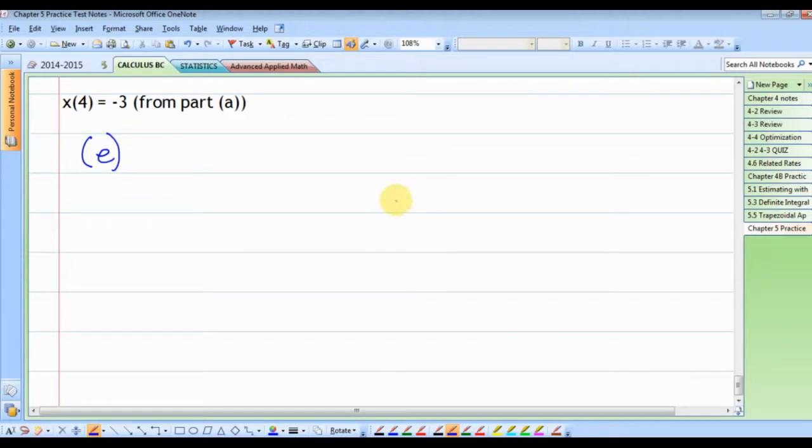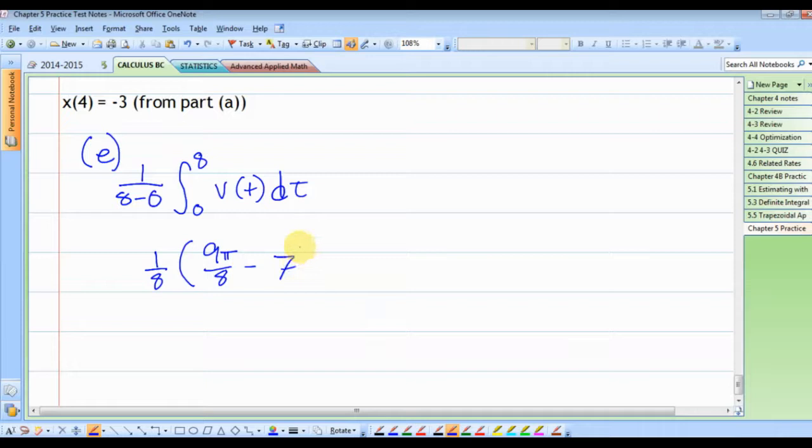E. Find the average velocity. How do I find an average velocity? Wait, what do I need to integrate? Good. If I want to find an average velocity, I have to integrate velocity. Do I have a number for the velocity? Yeah. 9 pi over 8 minus 7. What part was that from? Part B.